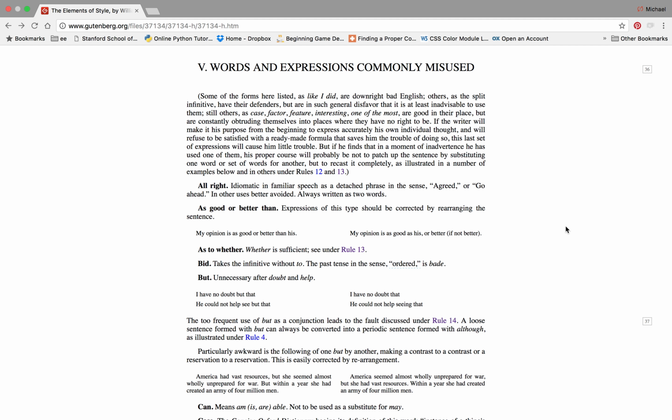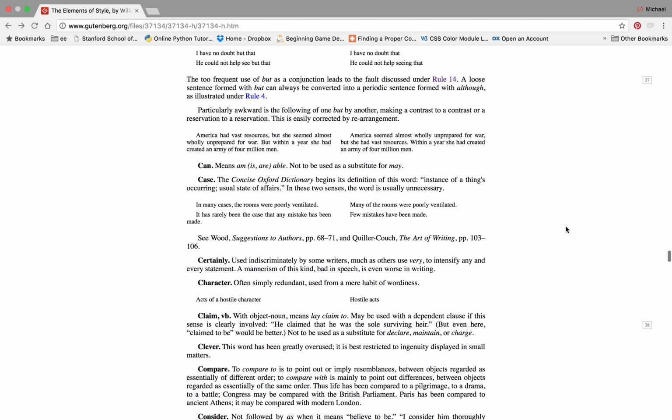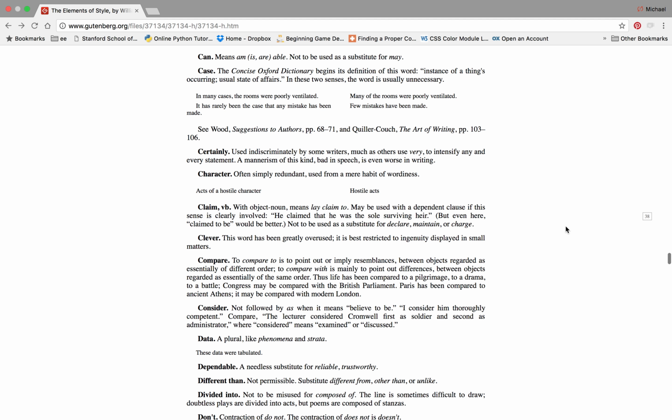All right, words and expressions commonly misused. Let's go through the C's. So the word can, it means am able, or is able, or are able. I am able. I can go to the store. I am able to go to the store. He can go to the store. He is able to go to the store. We are able to go to the store. We can go to the store.